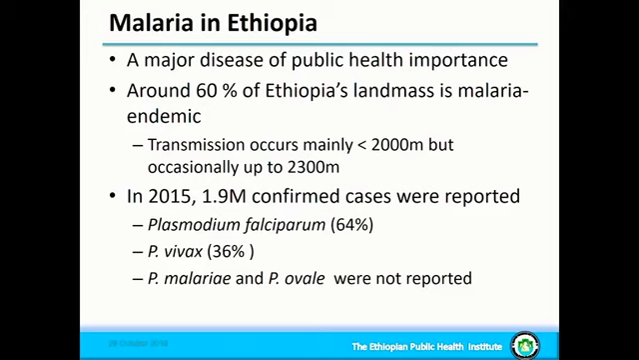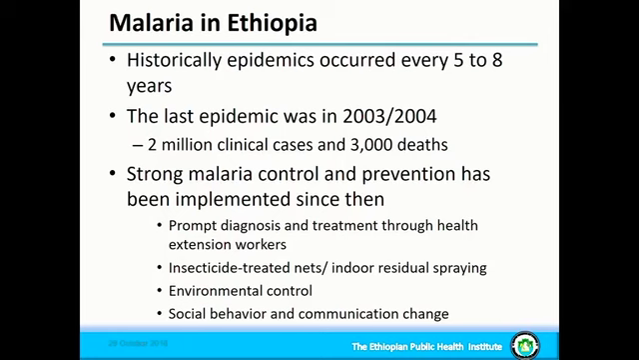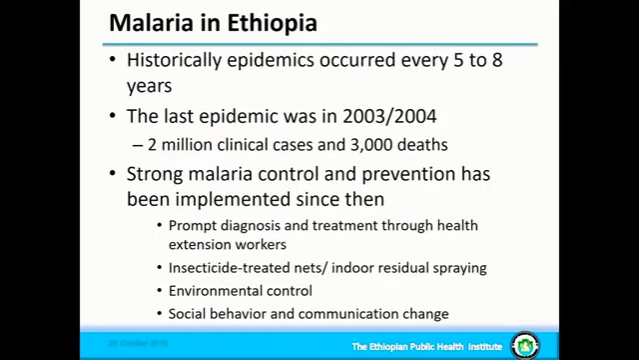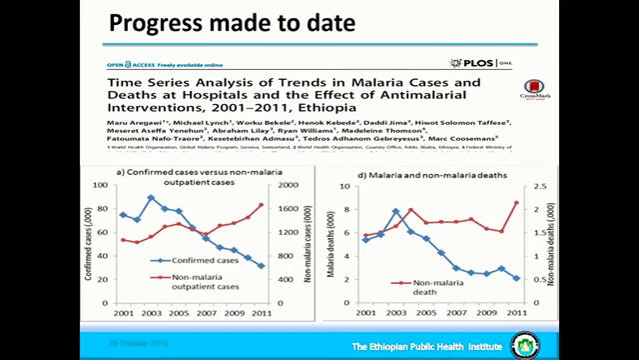Plasmodium falciparum accounts for 64%, and the remaining 36% were accounted for by Plasmodium vivax. We have some P. malariae and P. ovale, but there is no report on the magnitude of this transmission. Historically, in Ethiopia, malaria epidemics occur every 5 to 8 years. The last epidemic we had was in 2003 and 2004, where it cost us about 3,000 lives and 2 million cases were reported. Since then, the malaria program in the country has implemented a strong malaria control program with the following interventions, and there have been no epidemics since then.